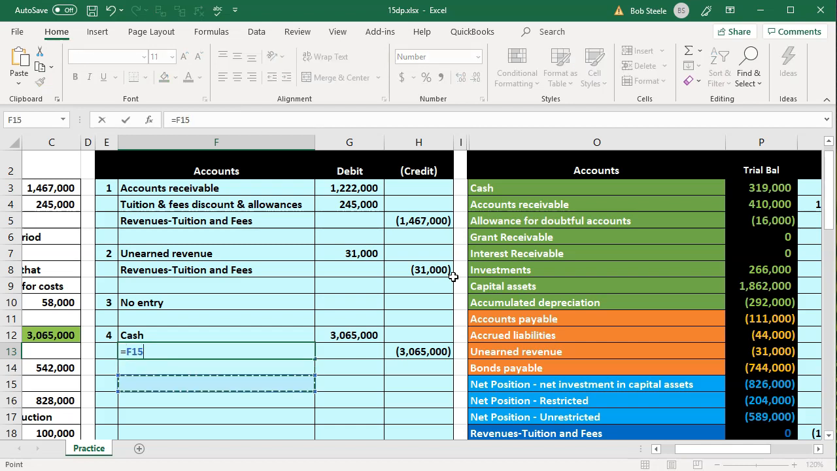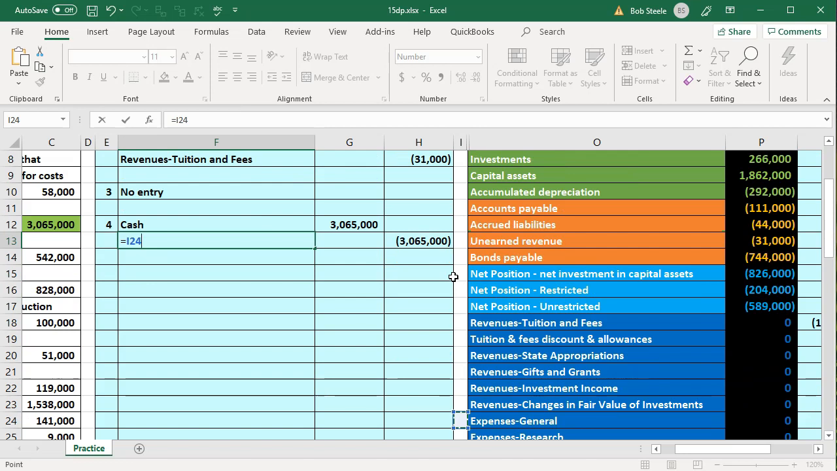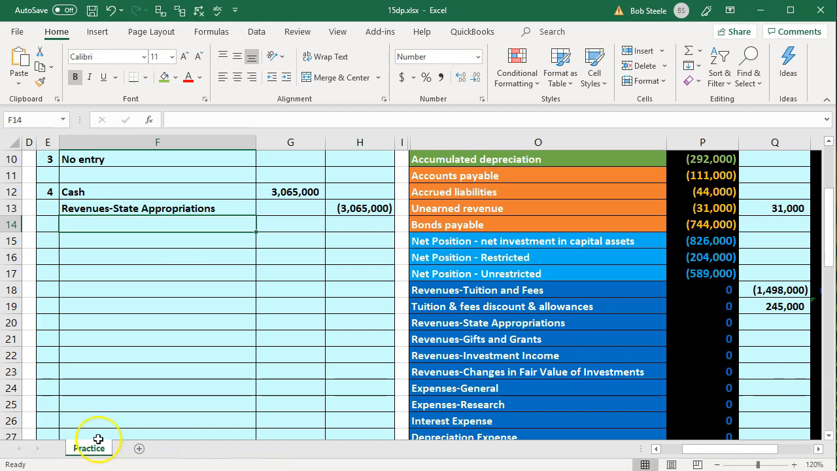So I'm going to say, let's look for a revenue account down here, which is going to go up with a credit. And we're looking for revenue related to appropriations. So revenue related to state appropriations. Here we have it, and enter. So there's that one. Then we can post this out. So we got cash up top.